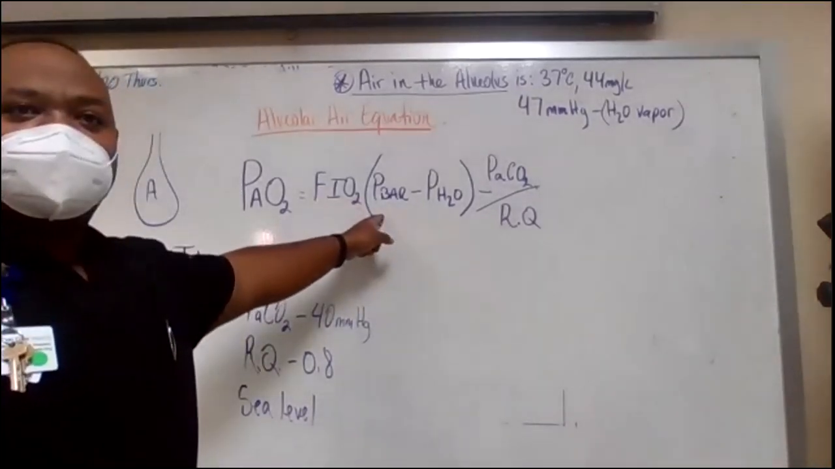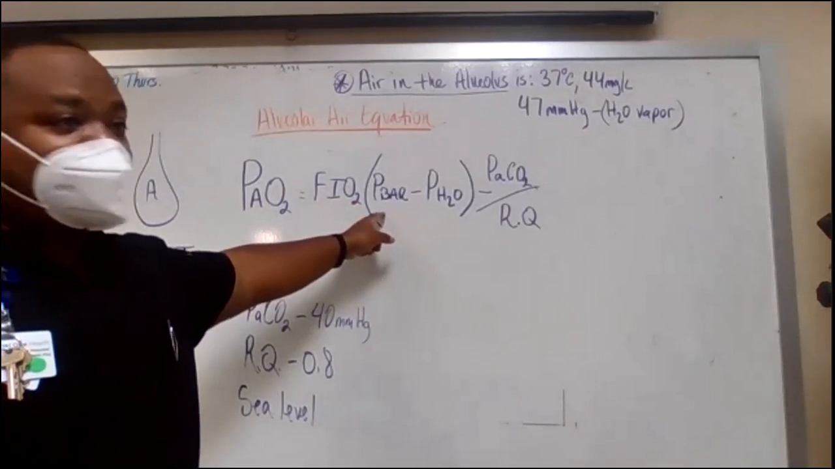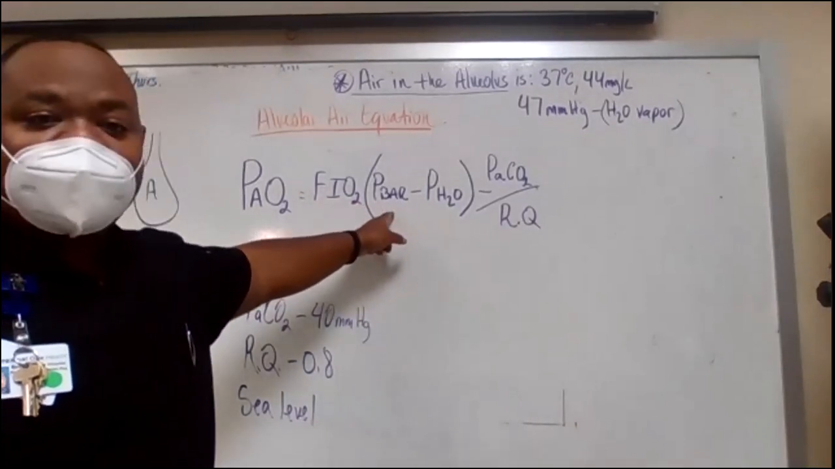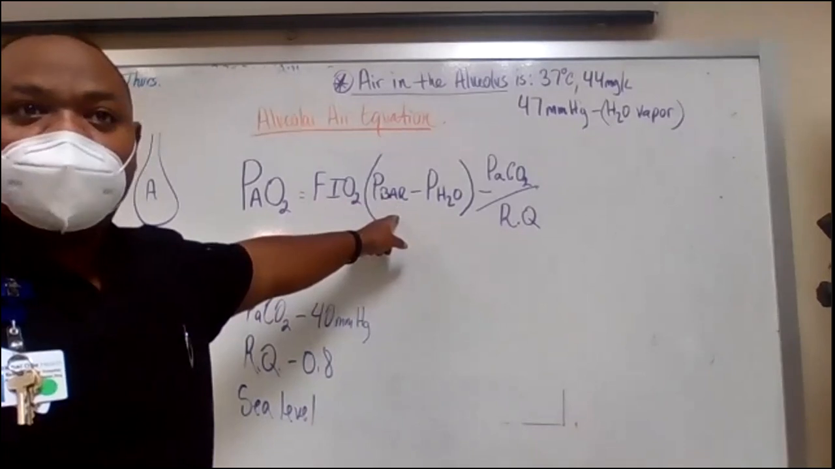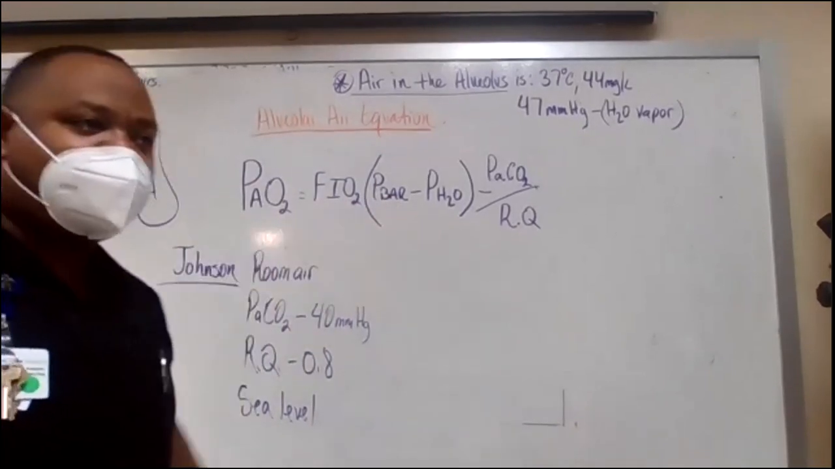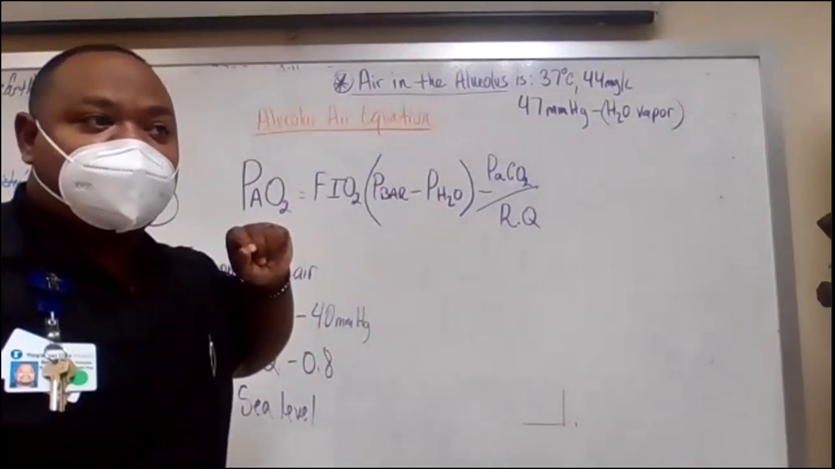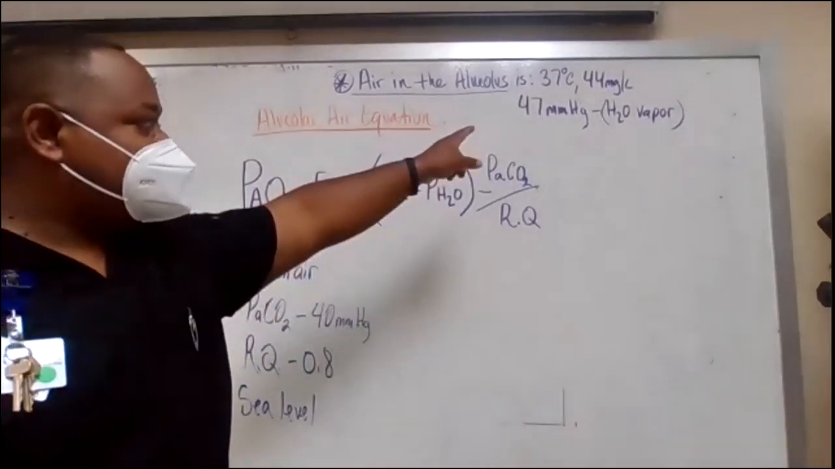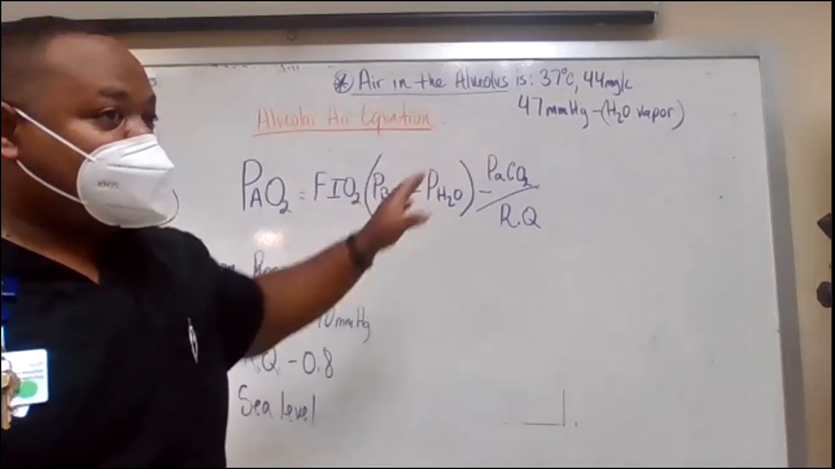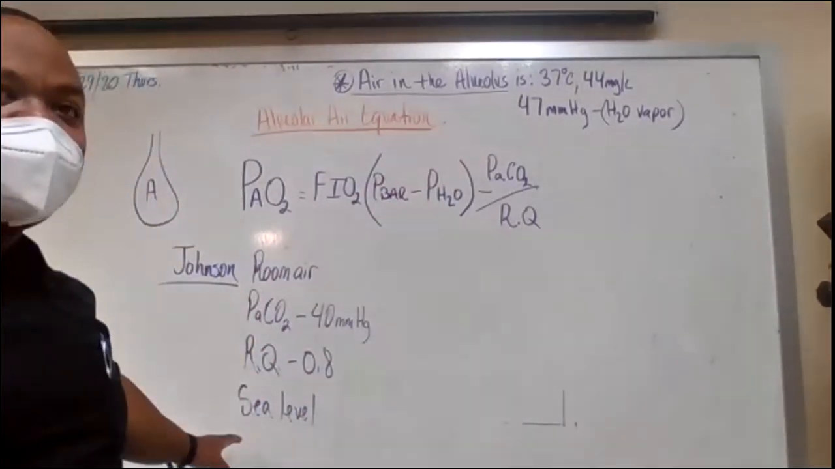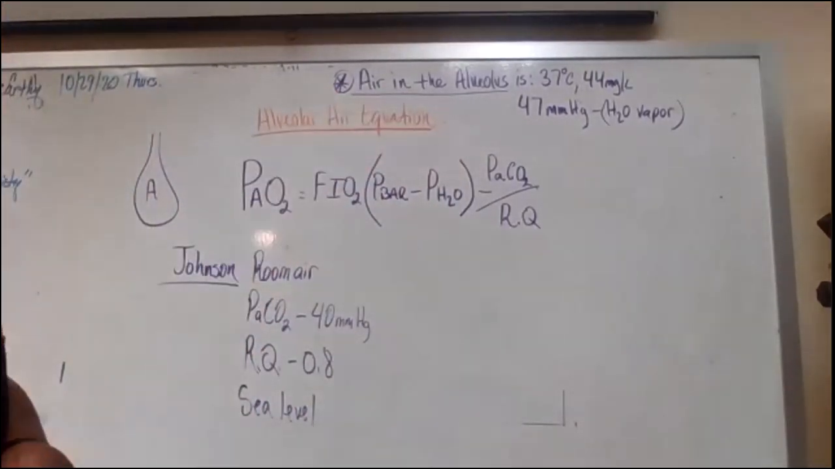Barometric pressure. I might not have said that. PB is the pressure of the barometer. Barometric pressure is PB. PH2O is the pressure of water, right? And I already told you what the pressure of water is normally. So if I didn't give you the pressure of water right here, you use the normal. Okay? Now we do.